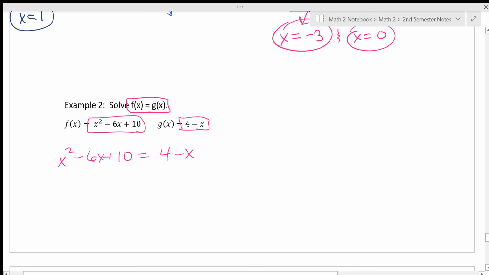Okay, so I need to solve this equation. I gotta get my x's on the same side and then get x all by itself or set it equal to 0 or whatever that might look like, okay?